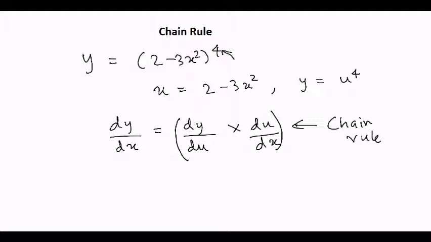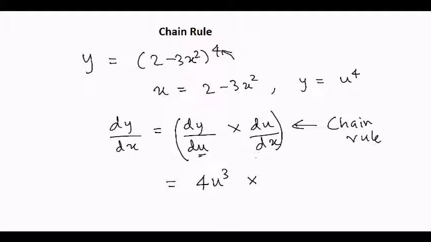So we already have u is equal to 2 minus 3x squared and y is equal to u to the power 4. So now if I look at the first term, which is dy/du, my y is u to the power 4. Now if I differentiate it with respect to u, remember you're differentiating with respect to u, not x over here. So all I get is 4u to the power 3. This is standard simple differentiation.